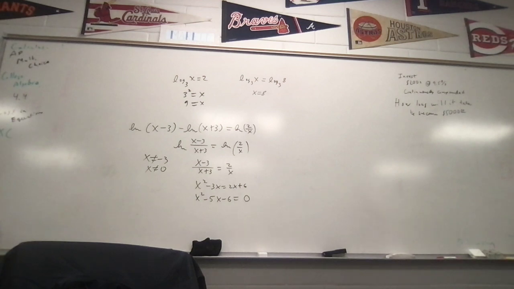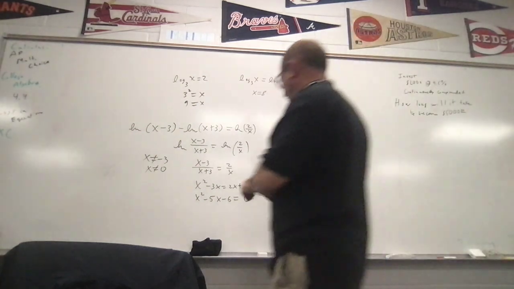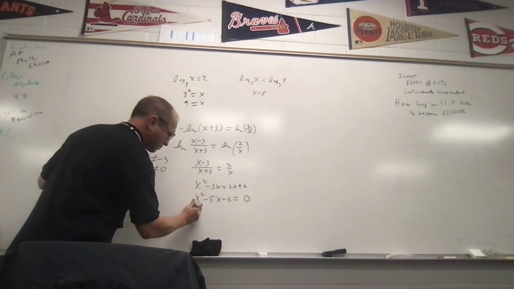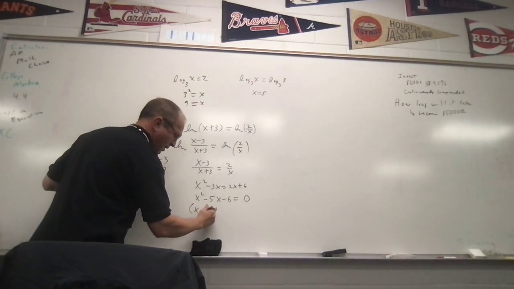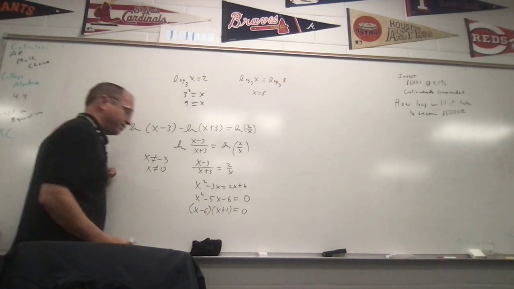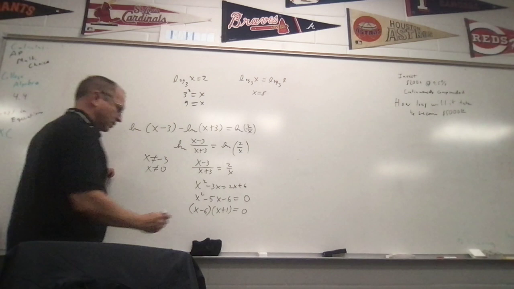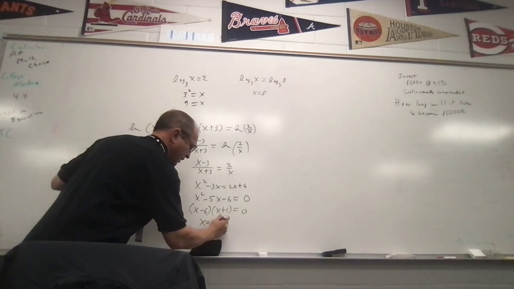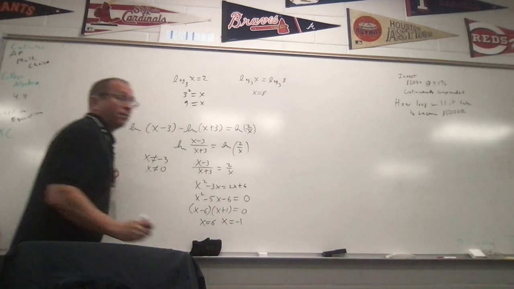All right, I got it. So this becomes x minus 6 times x plus 1, right? So we get x equals 6 and x equals negative 1.